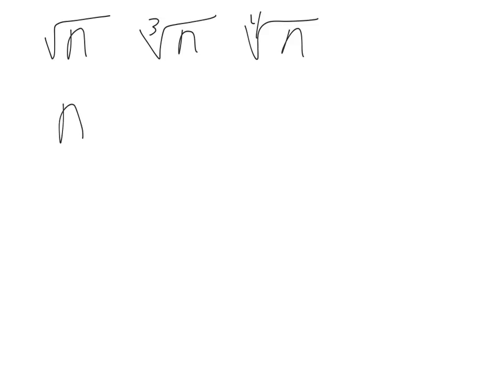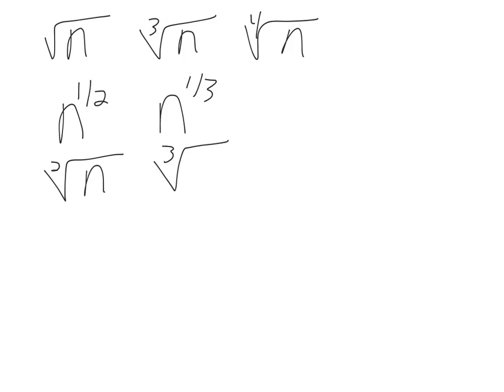So let's say we have n to the half power. Well, that's the same thing as the square root of n. So really there's a 2 there, they just don't put it, but that's what that means, the square root of n. If we have n to the 1/3 power, then that'd be the cube root of n. N to the 1/4 would be the fourth root of n.